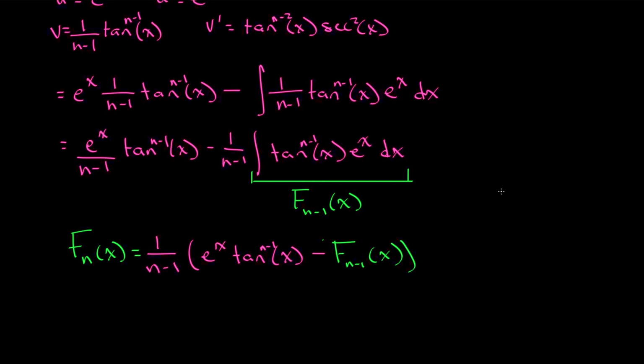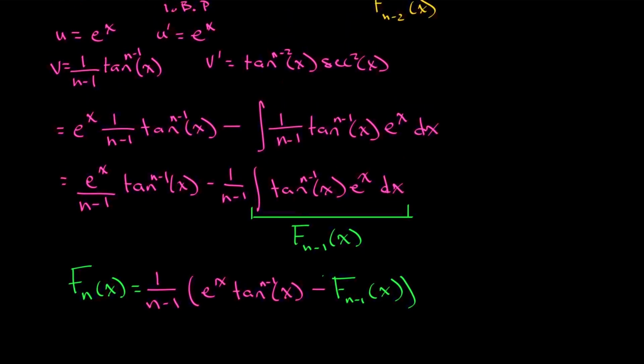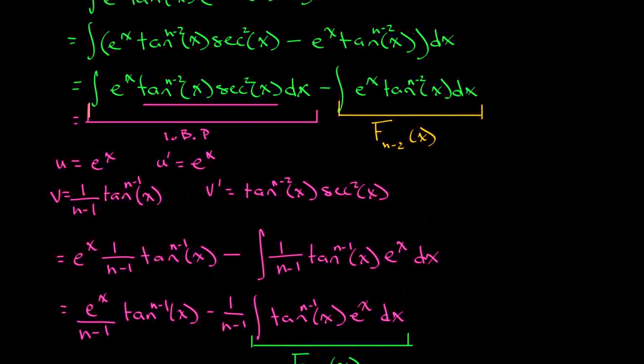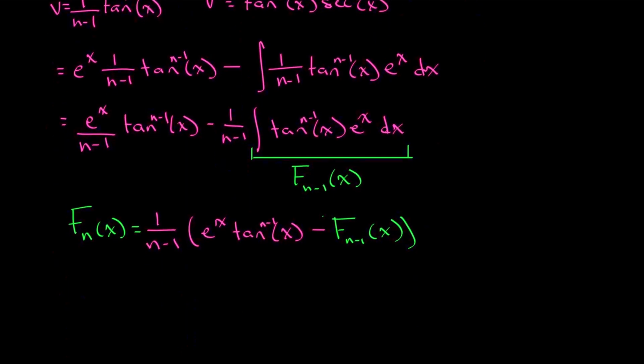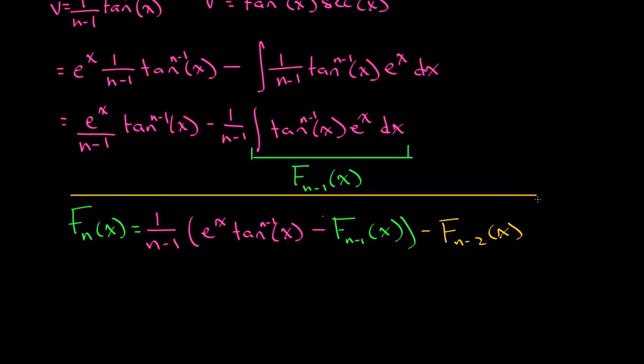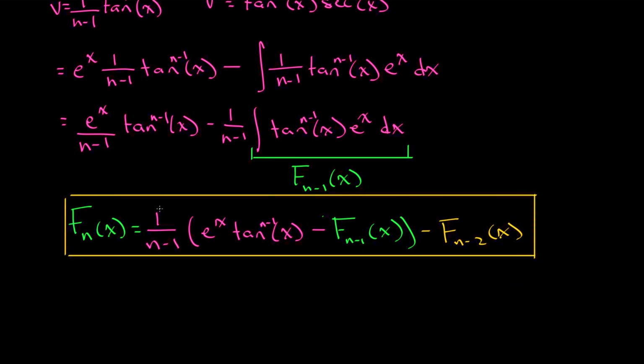And then we cannot forget, we also had this up here, minus capital F sub n minus 2 of x. That is our last piece. So let's put that in. So we have minus capital F sub n minus 2 of x. And this right here, ladies and gentlemen, is our reduction formula. We have constructed our reduction formula.